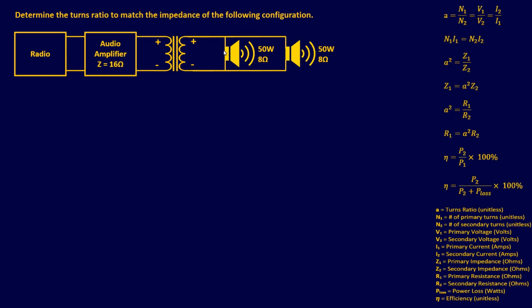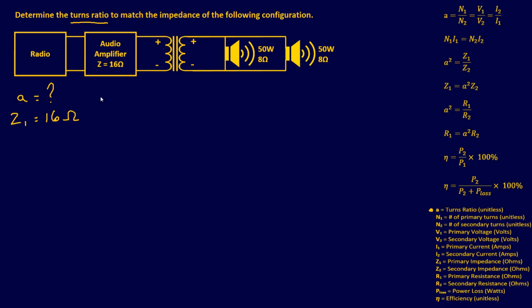Just like all of our examples, let's start with what we know and what we don't know. What we want to know is our turns ratio, and that is alpha. So we want to know what A is. Now here's what we know. The audio amplifier has an input impedance of 16 ohms. So it's providing 16 ohm impedance to the transformer. That 16 ohms can be considered Z of 1 because that's on the primary side.